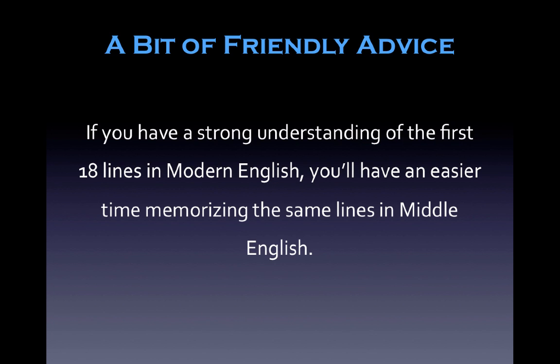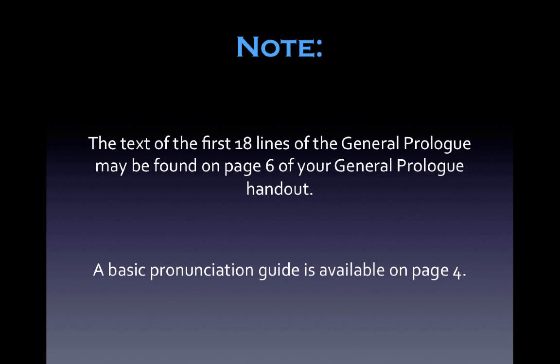In addition, if you have a strong understanding of the first 18 lines in modern English, the language that you speak, you will have an easier time memorizing the same lines in Middle English. Please note that the text of the first 18 lines of the General Prologue may be found on page 6 of your General Prologue handout. A basic pronunciation guide is available on page 4.